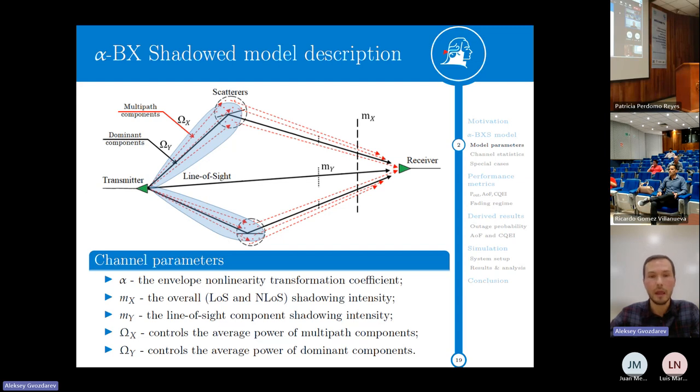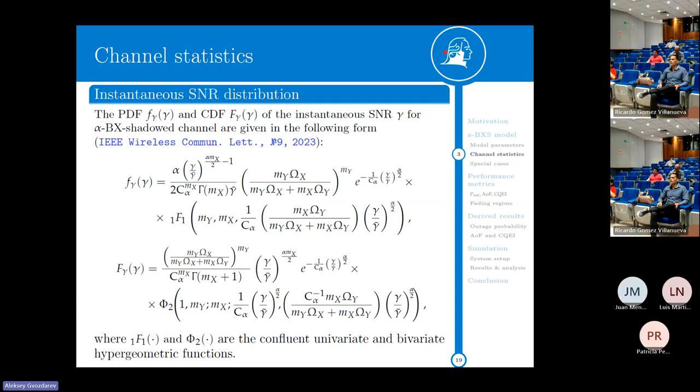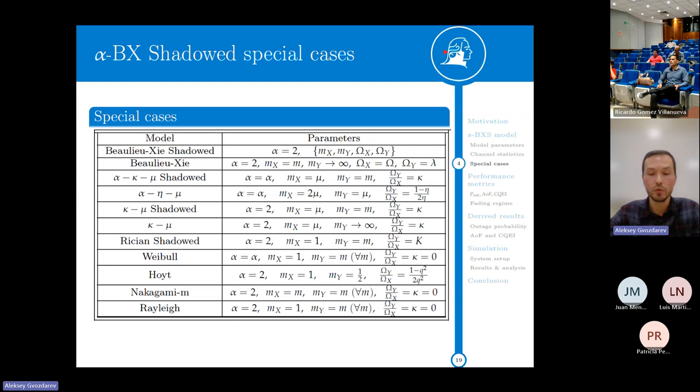Those are capital omegas. The basic statistical description was recently reported and includes the probability density function and cumulative distribution function of instantaneous signal-to-noise ratio, which are given in terms of confluent univariate and bivariate hypergeometric functions. It is worth mentioning that Alpha-Beta-Shadowed is a generalized channel model, and it includes a wide range of specific simplified cases as particular subcases, including the classical model, the well-renowned kappa-mu shadowed model and its counterpart kappa-mu model, Rician shadowed, and simplified models like Weibull, Hoyt, Nakagami, Rayleigh, and many others.